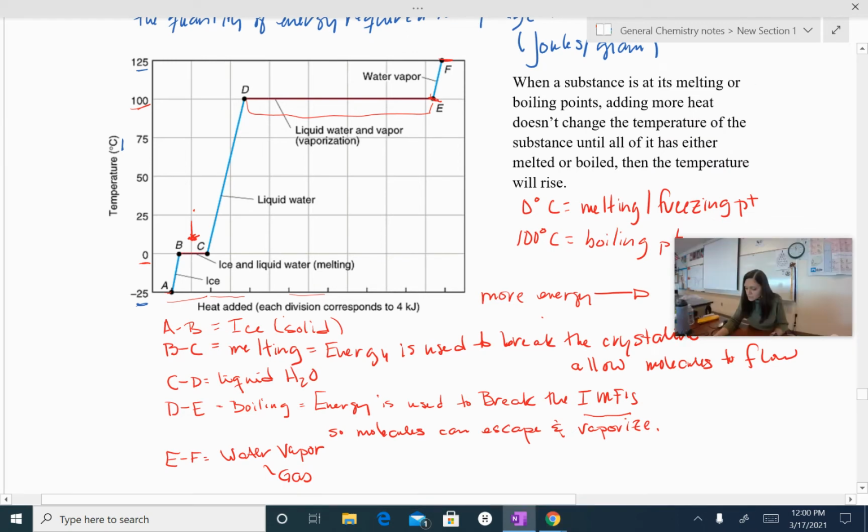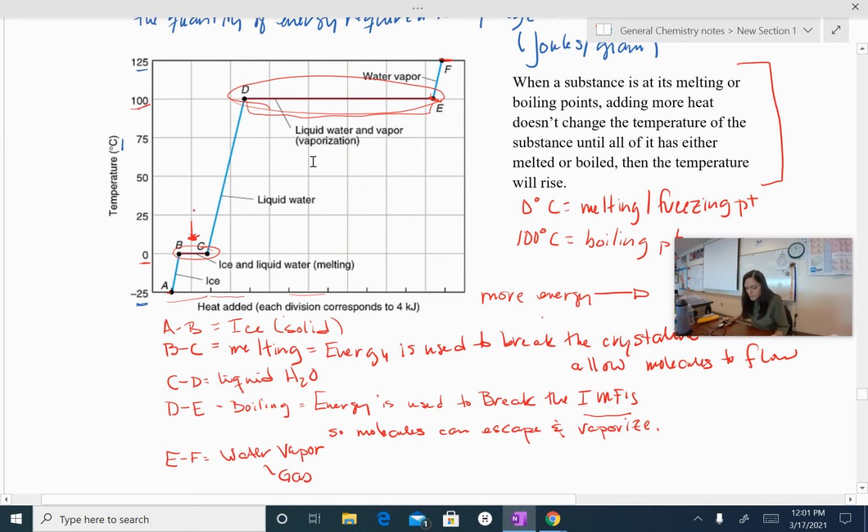Okay, so I want to just point out something here. When a substance is melting or boiling, at these points right here, adding more heat does not change that temperature. We've seen that here and here. It doesn't change the temperature of the substance until all of it has either melted or boiled. Then the temperature will rise. The whole entire system has to either melt or vaporize before we can raise the temperature of that system.